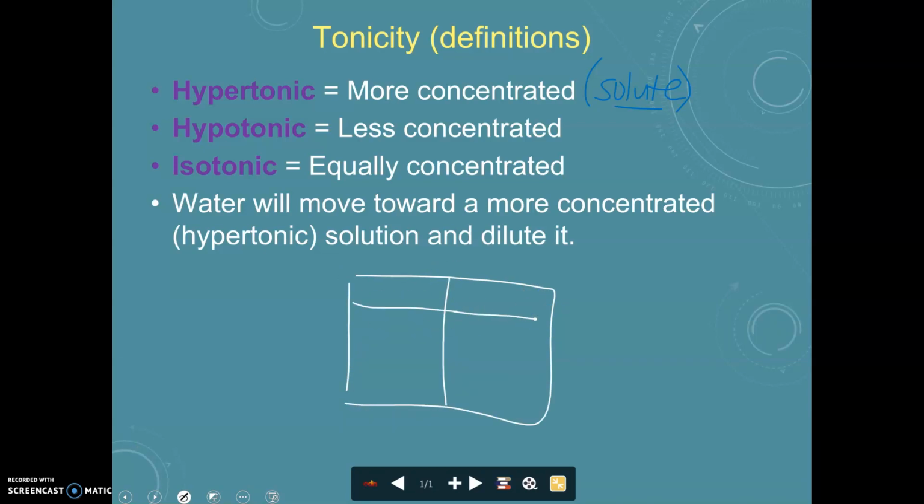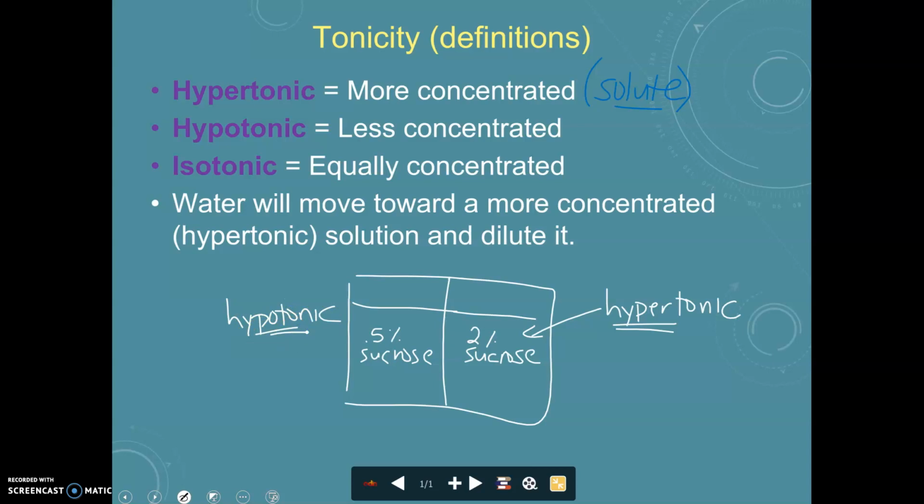So let's take a look at this. Side A, if you remember, was 0.5% sucrose, and side B was 2% sucrose. So the side that is more concentrated is side B. This side is hypertonic because hyper and hypotonic refer to the solute. So this side is hypertonic and this side is hypotonic.